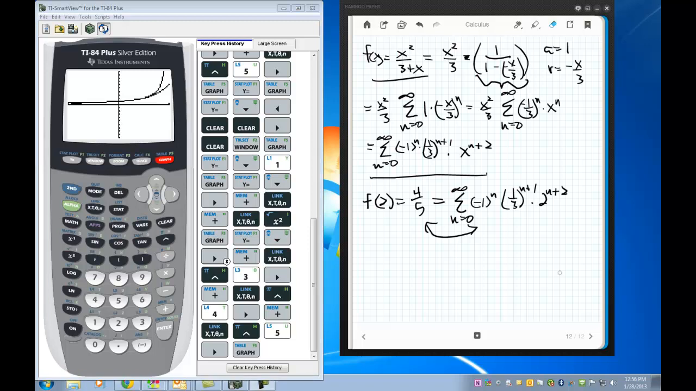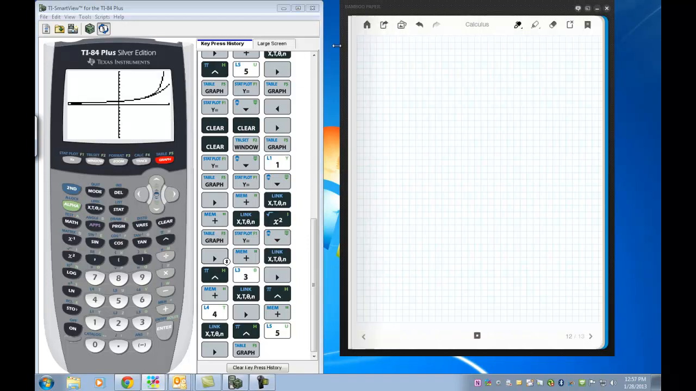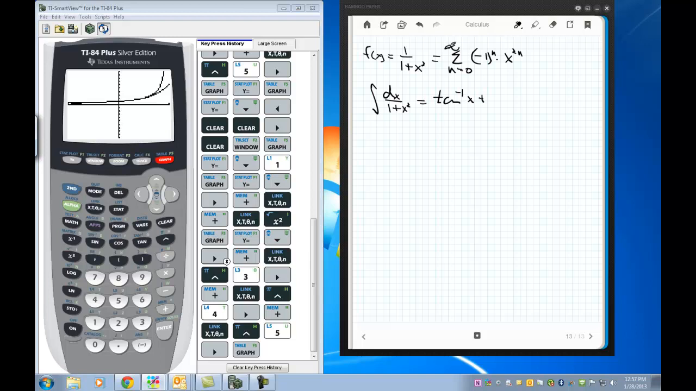I'll meet you back. All right, now check this out. What I'm about to do is going to blow your mind. Remember when we took f of x equal 1 over 1 plus x squared, and we proved that that equaled the series from n equals 0 to infinity of negative 1 to the n times x to the 2n. Okay? Now, remember, don't I know that the integral of dx over 1 plus x squared is equal to the inverse tan of x plus c, right? So let's see if I can marry a derivative of a function that I know.